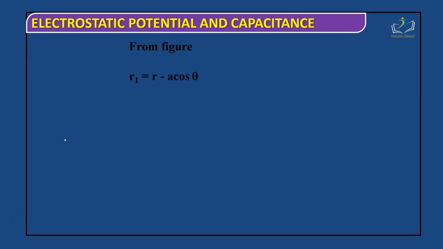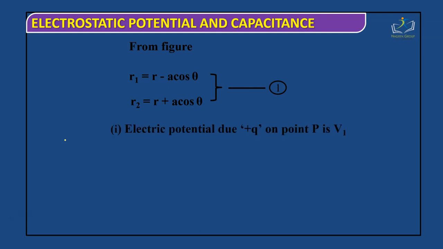In the case of R2, this will be R plus a cos theta. These two values, I'm assuming this is equation number 1. Electric potential due to the positive charge: V1 is equal to 1 by 4 pi epsilon naught into plus q divided by R1. What I'm going to do is put the value of R1, which is R minus a cos theta, in this equation.